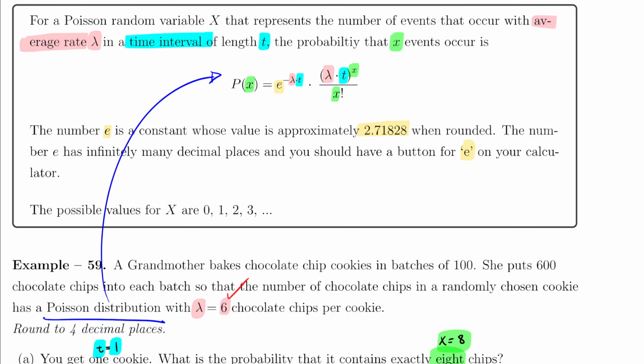So just a quick recap of what we've done so far. We introduced the Poisson distribution, and we said if we know we have a Poisson distribution, then for any whole number value of x, we can find the probability x occurs using the formula you see in the middle of the screen.